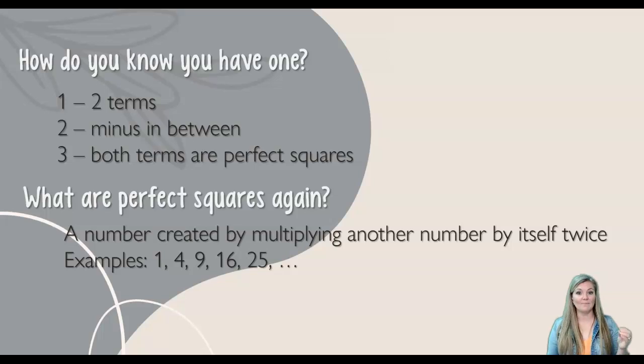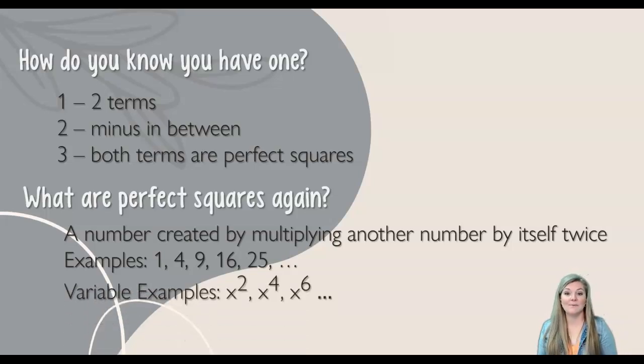1 is a perfect square. 4 is a perfect square. 9 is a perfect square. 16 and 25 are perfect squares. What do all of those numbers have in common? Well, 1 is 1 times 1. 4 is 2 times 2, a number times itself twice. 9 is 3 times 3. 16 is 4 times 4. 25 is 5 times 5, and you can keep going. 36, 49, and so on.